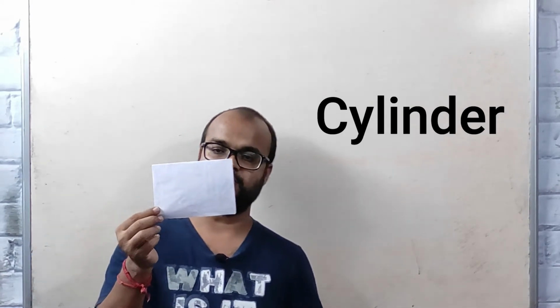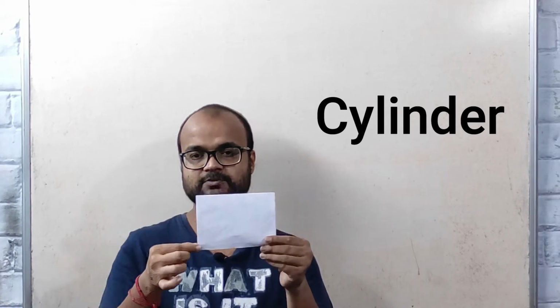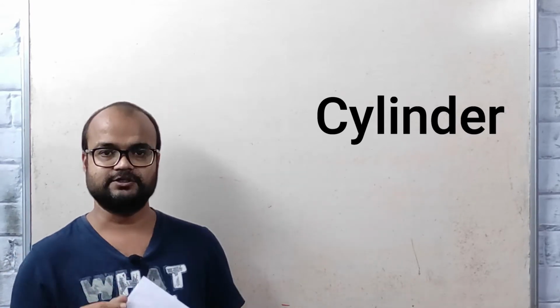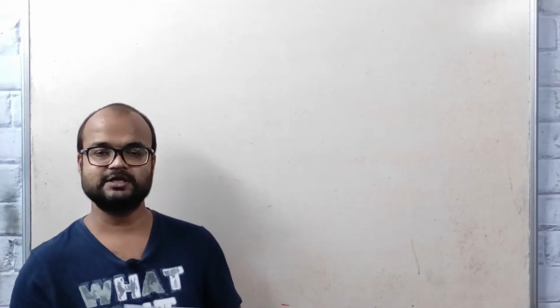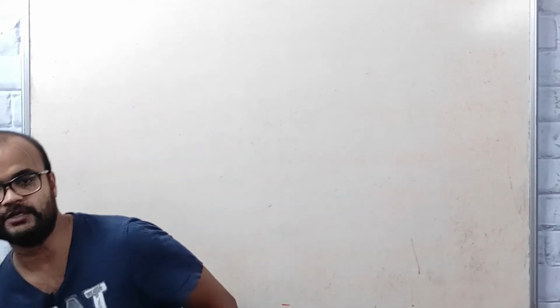What is a cylinder? I have a rectangular piece of paper. Suppose this is the length and this is the breadth. Now if I rotate this piece of paper along its length, then the surface generated is called a cylinder. Or if I rotate this rectangular piece of paper along its breadth, then the surface generated is also called a cylinder. So if I rotate it along its length or its breadth, the surface generated looks like this. This is called the cylinder.